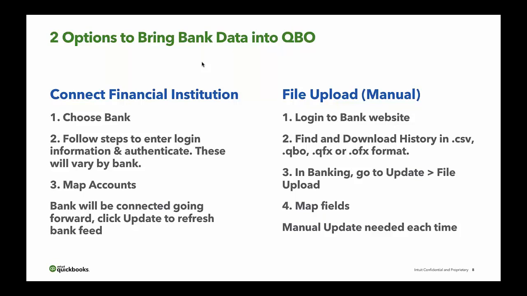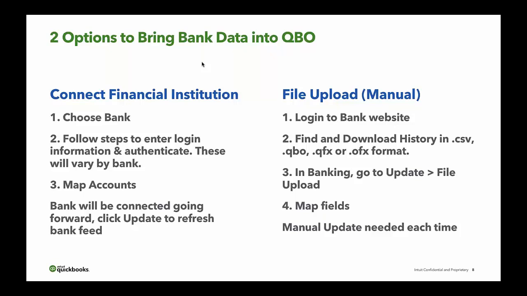I'm going to use Chase as an example in the next couple of slides, but you might see some different screens depending on the financial institution. We connect with, I think, over 14,000 different financial institutions, so they all do things a little bit differently. Then you're mapping the accounts, and the bank is going to be connected going forward. And all you have to do is click the update button to refresh the bank feed and pull anything in from online banking. Essentially, QuickBooks is scraping that data from the bank website and putting it into QuickBooks. That's a very simple way of explaining the process, but you can kind of think of it that way.